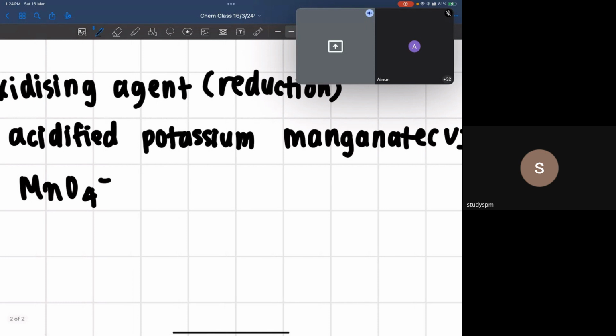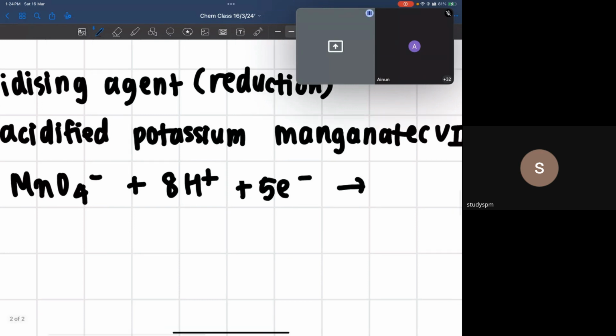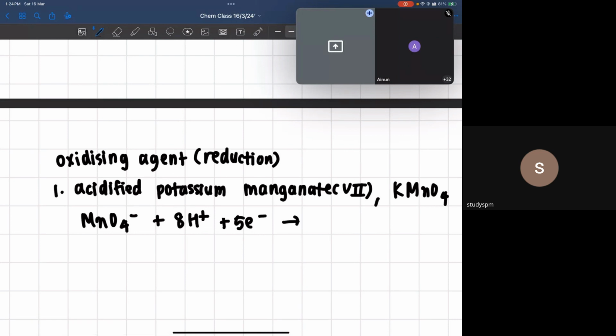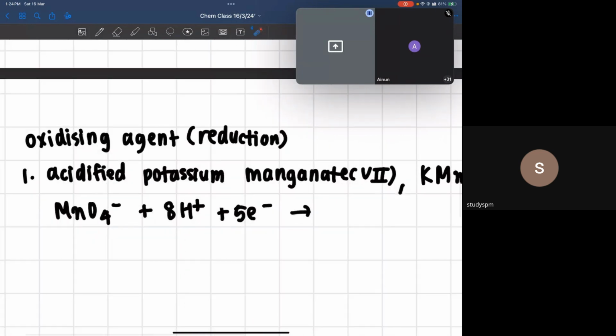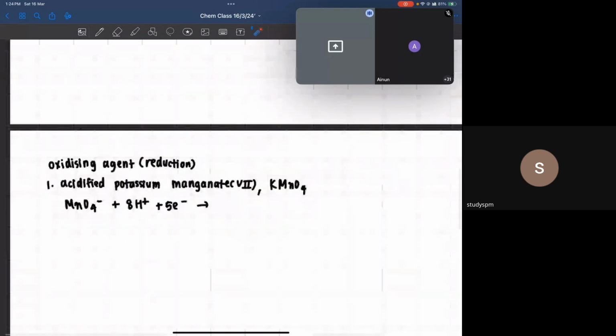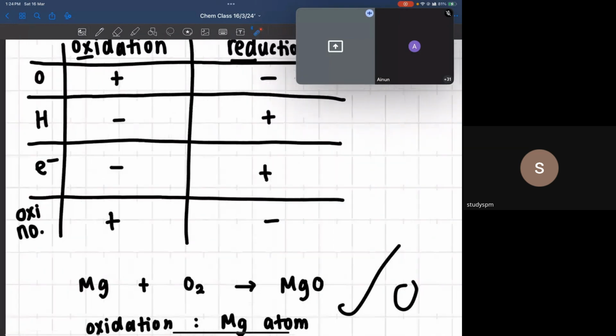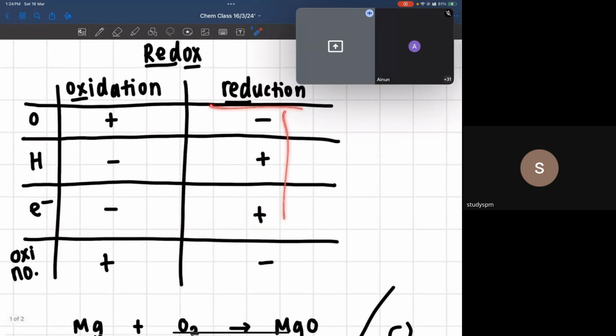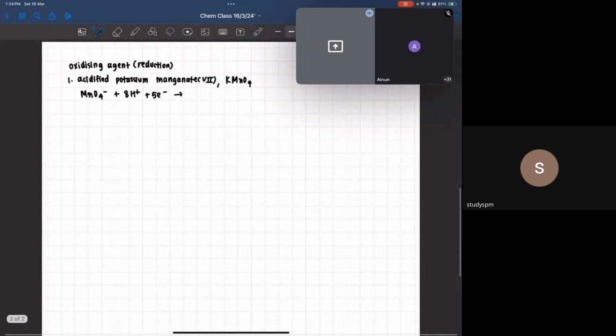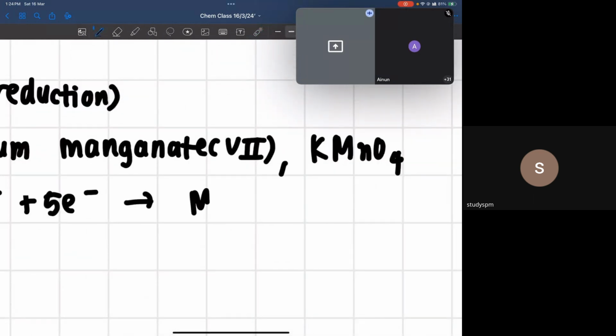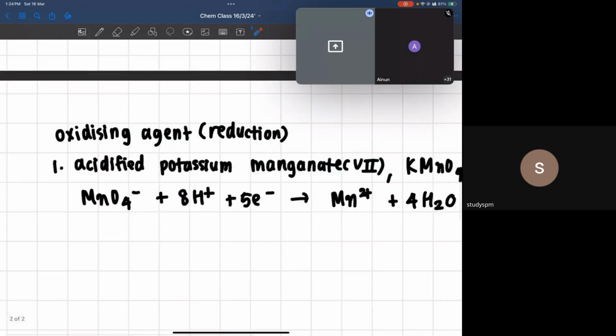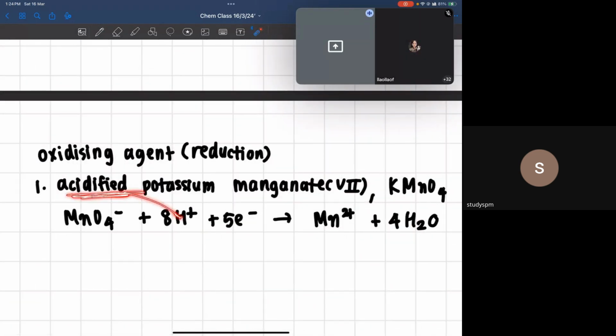It's very dangerous. And then plus 4 hydrogen ion plus 5 electron. Okay, I already told you before that oxidizing agent itself undergoes reduction. That's why you can see the plus electron sign. Plus electron is reduction. You see? Here. Okay? So this one is adding electron. Adding electron, it will produce Mn2+ plus 4 water. The water came from the acidified here. Acidified refers to hydrogen ion actually.